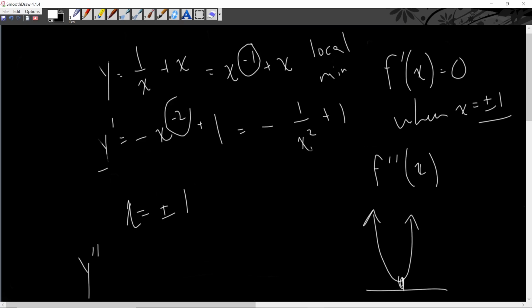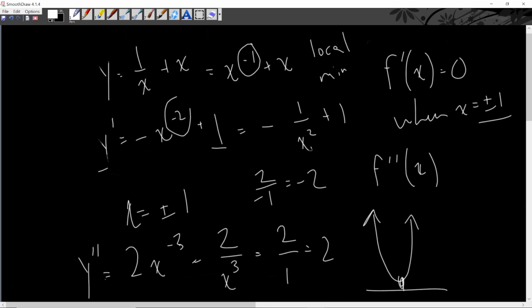We have n equals -2, so we can bring that out. We have negative times negative, so positive 2 times x to the -2 minus 1, so -3, and then the derivative of 1 will be 0. So we have 2 times x to the -3, or 2 over x cubed. And now let's plug in x equals -1 and x equals positive 1. So you'll have 2 over positive 1, so 2. And then 2 over -1 will be -2.